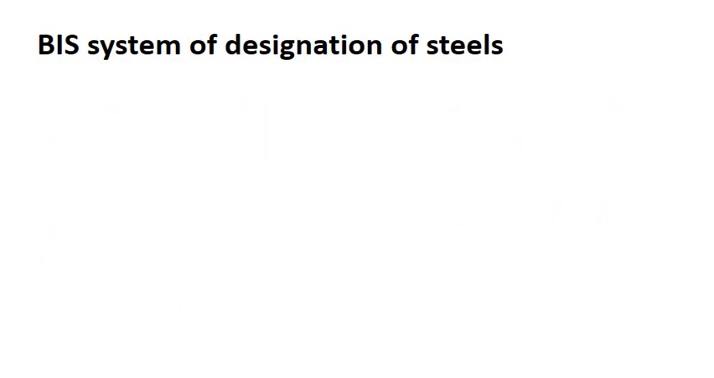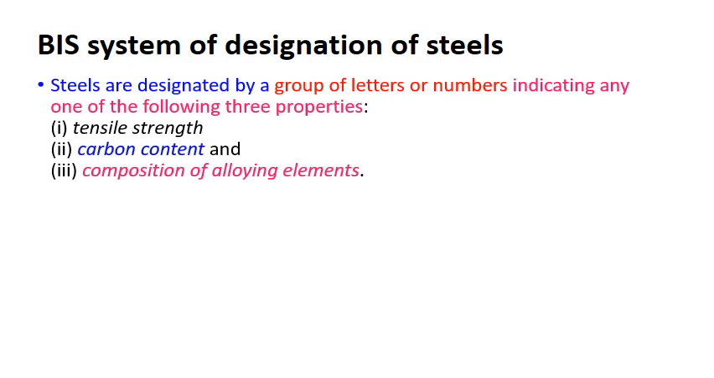Yes, now let us see how the steels are designated in the Bureau of Indian Standards. So steels are designated by a group of letters or numbers. They basically indicate these three aspects: one is the tensile strength, carbon content and the composition of alloying elements. How much percentage?